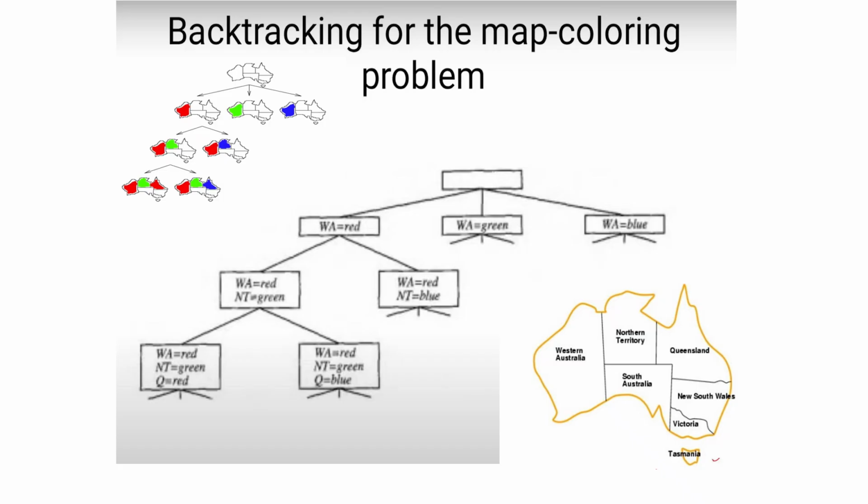First we want to go with the depth first search, and then afterwards we can use the backtracking. So first we want to select red. Once we fix WA with red, the next possible country is NT.